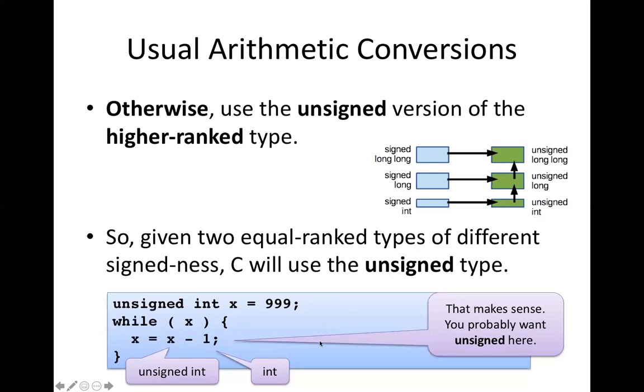Well, this rule says it's going to convert that 1 into an unsigned value before it does the subtraction, which is probably what you want. If you wrote this expression, you probably want that math to be done as an unsigned value. So again, I think of this as all else being equal, if you've got a signed and an unsigned type that you're doing math with, and they're equal size, favor the unsigned one.